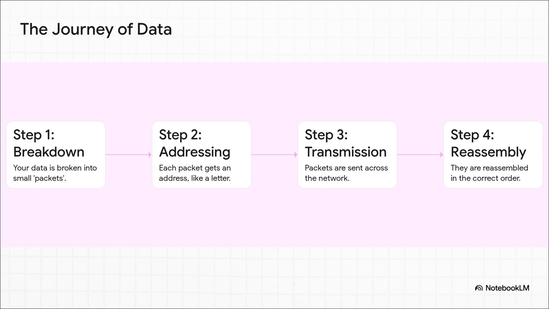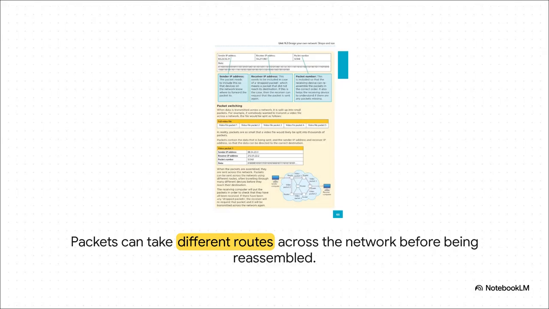Then, each tiny packet gets stamped with the destination address, just like putting an address on an envelope. Those packets are all sent out, and IP's job is to get them to the right place. Then, at the other end, TCP's job is to put them all back together in the right order. And this right here, this is what makes the internet so brilliant.